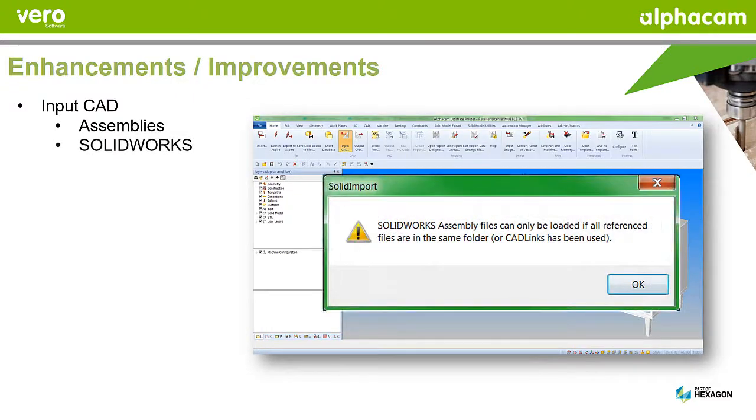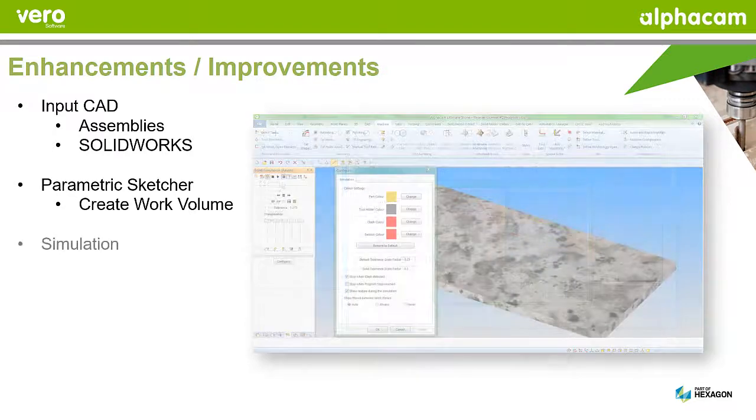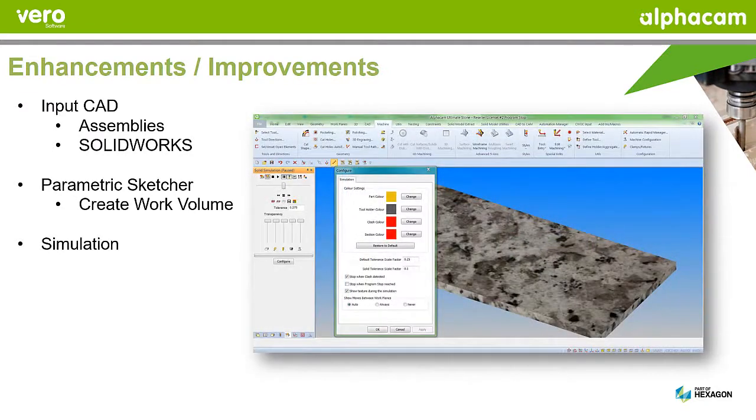We also have the option to import SolidWorks assemblies directly without the user having to use CAD links to export them. This does mean that all of the assembly files must be in one area. If they're not all in the same folder, then CAD links must be used. On Parametric Sketcher, we've now introduced the option to create the panel as a work volume, and we've made some changes to simulation, both the internal simulator and the external simulator.